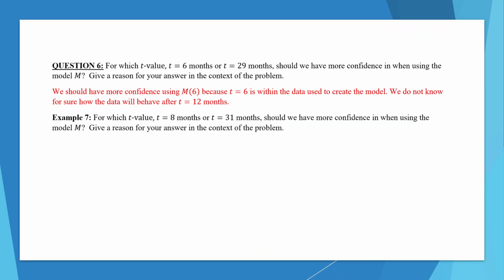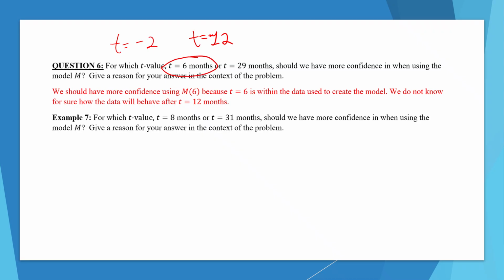All right, so for question number 6, for which t value, t equals 6 or t equals 29 months, should we have more confidence in when using the model M? And so we want to give a reason for our answer in the context of the problem. For this one, it's always going to give us two t values, and the correct answer will always be the t value that is between the interval of the points that we were given or working with. So in this case, we were working with t equals -2 and t equals 12. And so in between there, t equals 6 is in between there.